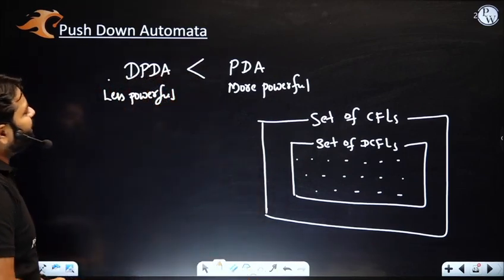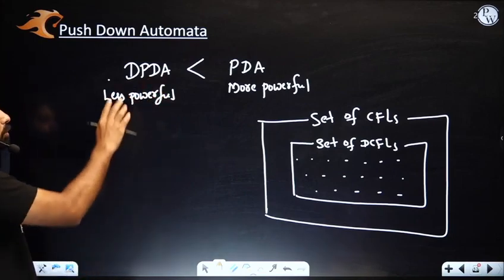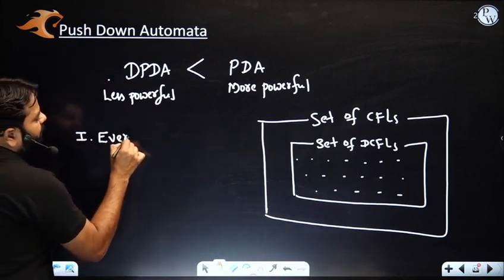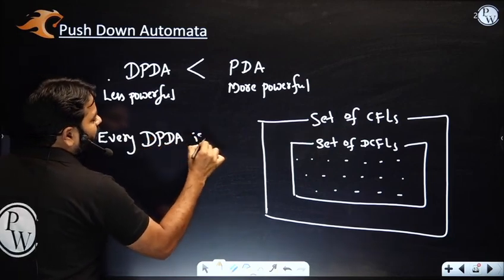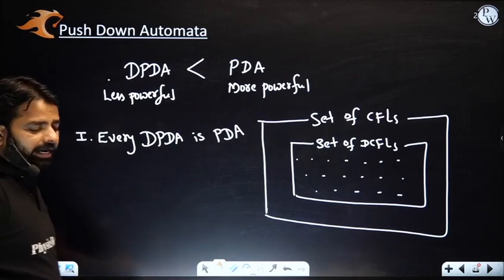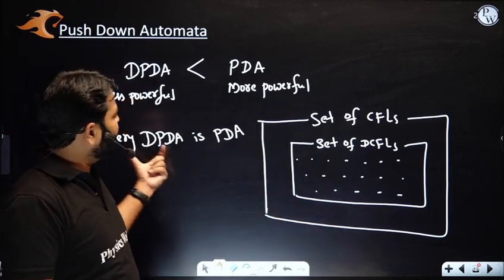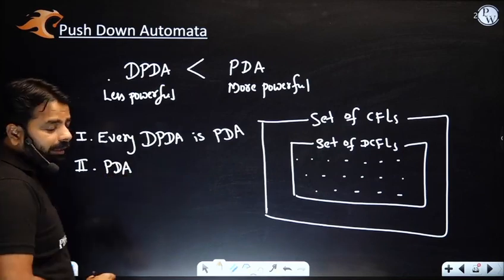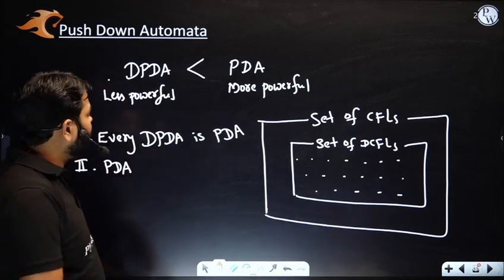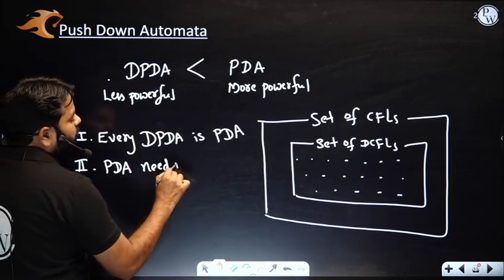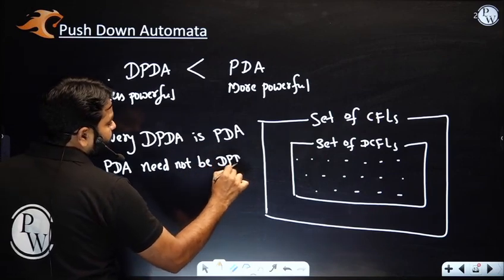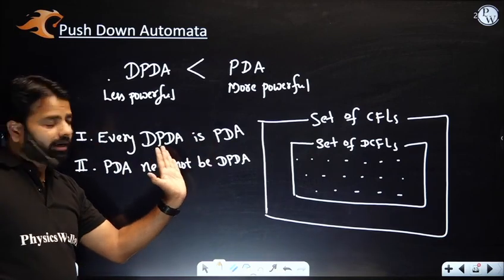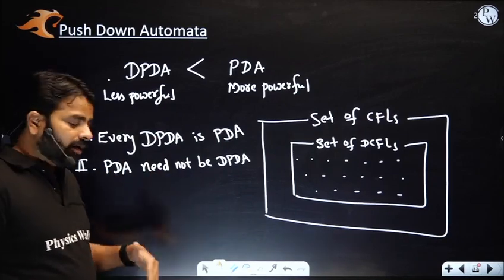When we call it a DPDA, it means deterministic pushdown automata. It's stricter than what you design as a PDA. The first point you should remember: every DPDA is definitely a PDA, without any doubt. Design any DPDA, and it is definitely called a PDA. The only problem is that when you design a PDA, it may not look like a DPDA, even though it represents a DCFL. So a PDA need not be a DPDA. It's a very important point: every DPDA is a PDA, but a PDA need not be a DPDA. It may look like a DPDA sometimes, and sometimes it may not.